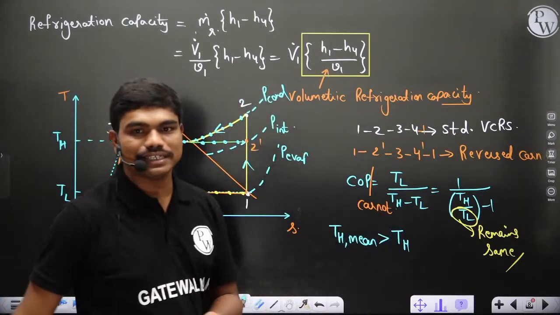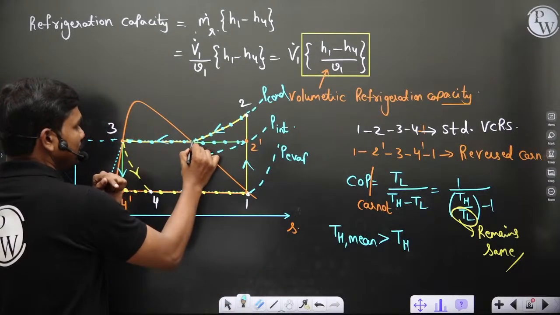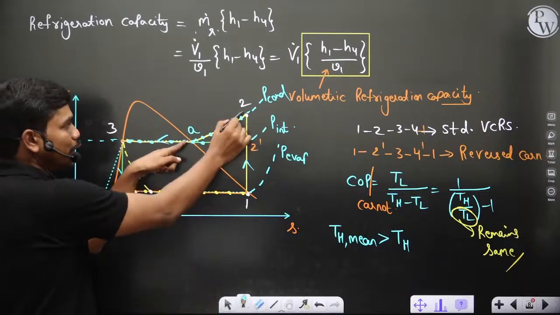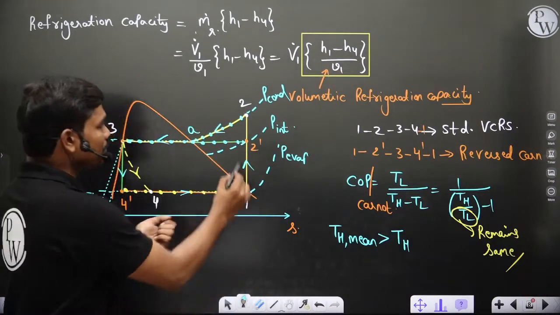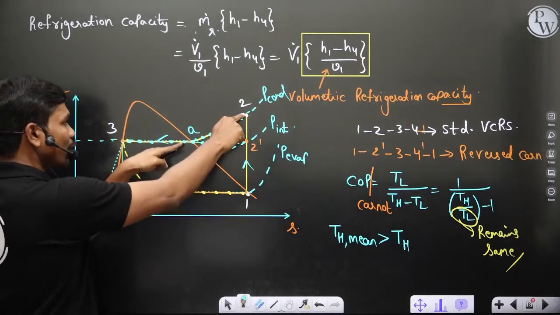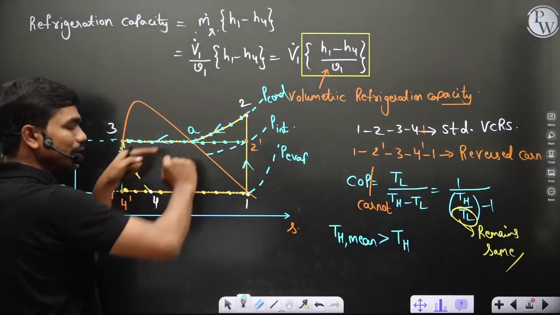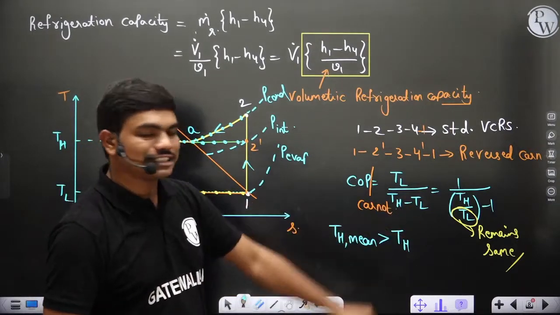Okay, so TH mean is greater because clearly at all these points, right from 2 to, let's say, if I call this point A, 2 to A, this part of heat ejection is happening at a higher temperature as compared to this part, and this part is the same. A to 3 is the same in both the cycles. So in standard VCRS, 2 to A is happening at a higher temperature, so clearly the mean temperature of heat ejection, which is TH, actually increases.